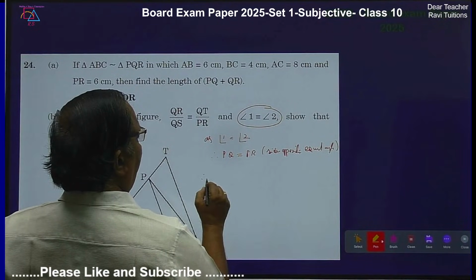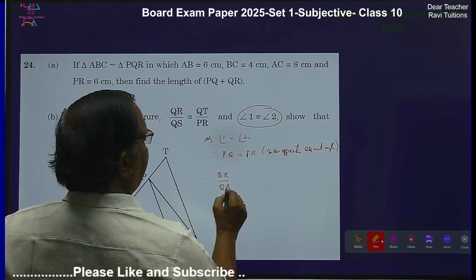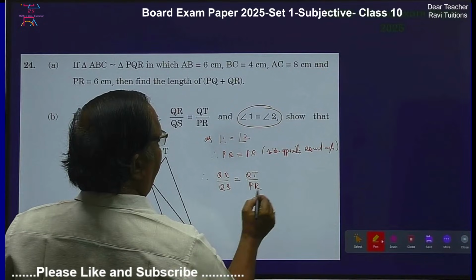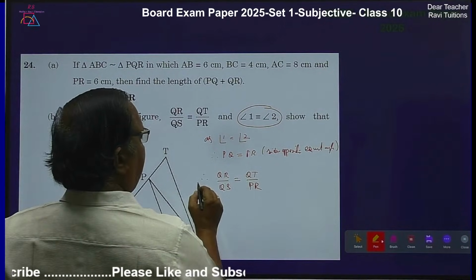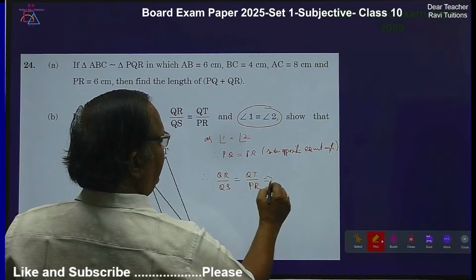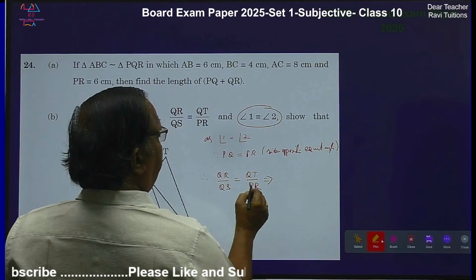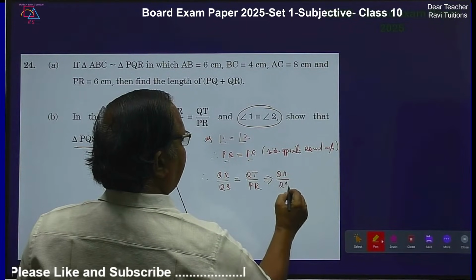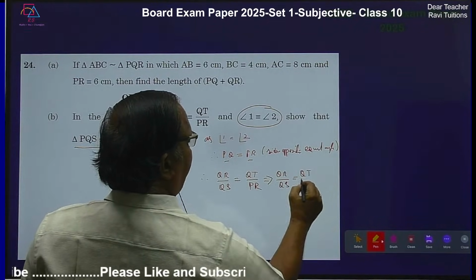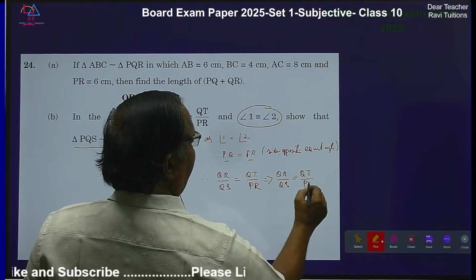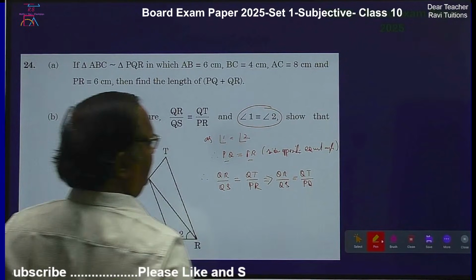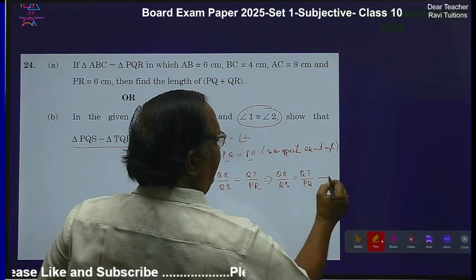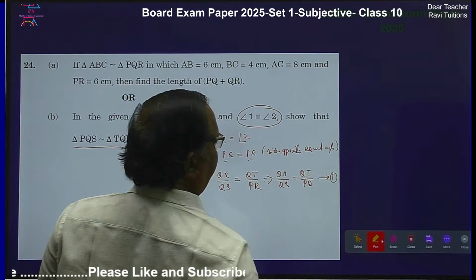Therefore QR by QS is equal to QT by PR. So it will become how much? PR place mein you can write PQ. Therefore QR by QS is equal to QT by PQ, in the place of PR. Now you just see here. So this is, let us say, the first equation.